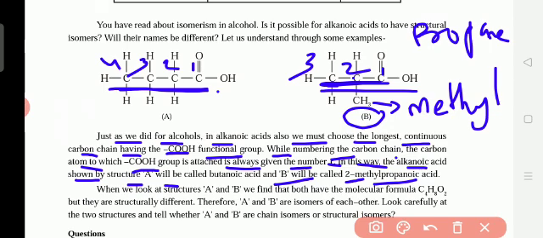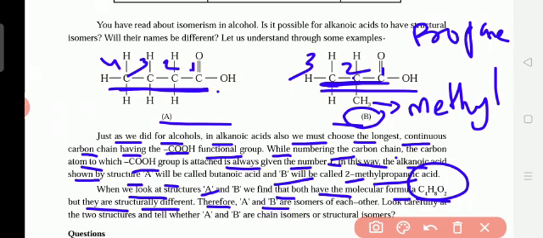So always COOH group is added to the first carbon only, but OH group, it should be added to the lower number of the carbon in the carbon chain. Understand? So we look at structure A and B. Both have the molecular formula C4H8O2. Yes, this formula. But they are structurally different. Therefore, A and B are isomers. Isomers means same molecular formula but different structures are called the isomers. So look carefully at the two structures and tell whether A and B are chain isomers or structural isomers.